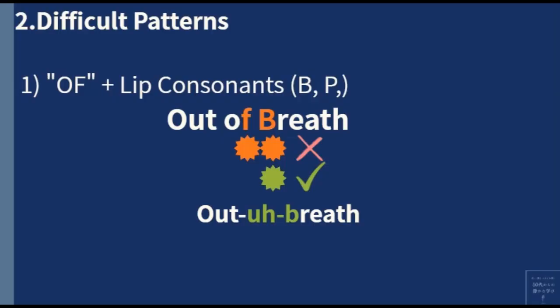Step number two, drop the V and stay relaxed. Change out of to outer. Keep your mouth completely open and relaxed. Outer, outer, outer. And then finally snap closed into the B sound. Go from outer to breath.